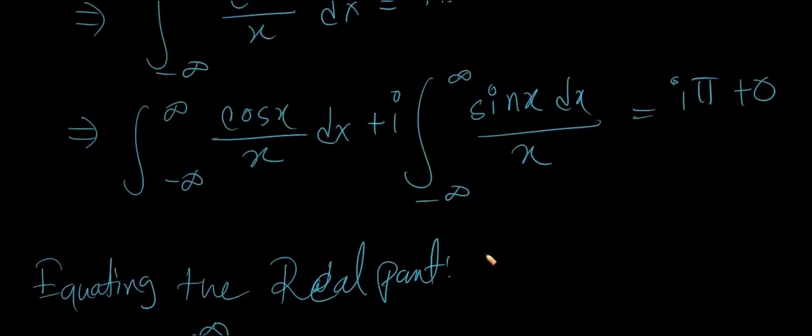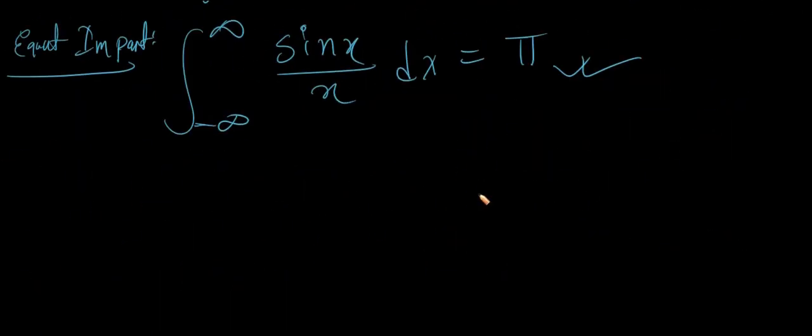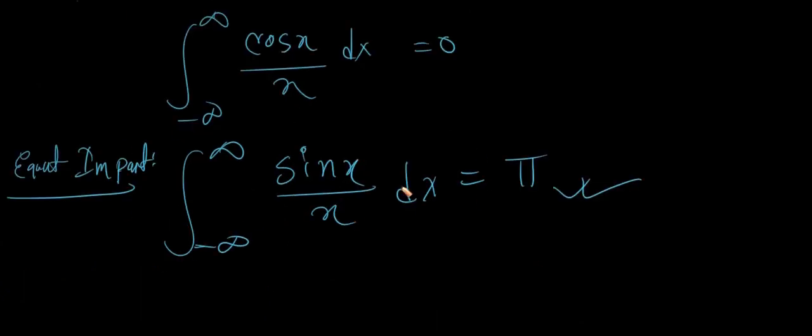So though we are considering some integral like this, ultimately we found two integrals, one of them involving the cosine x and one of them involving the sine x, and both of them are improper integrals.